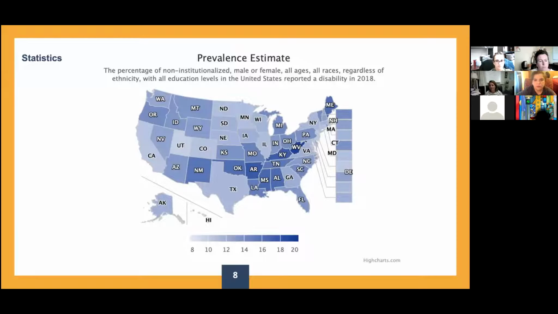So that was all to get at prevalence, right? It just depends on what you're looking at. But the general description, this is the most recent statistics, and you can see straight West Virginia, we are a dark blue.